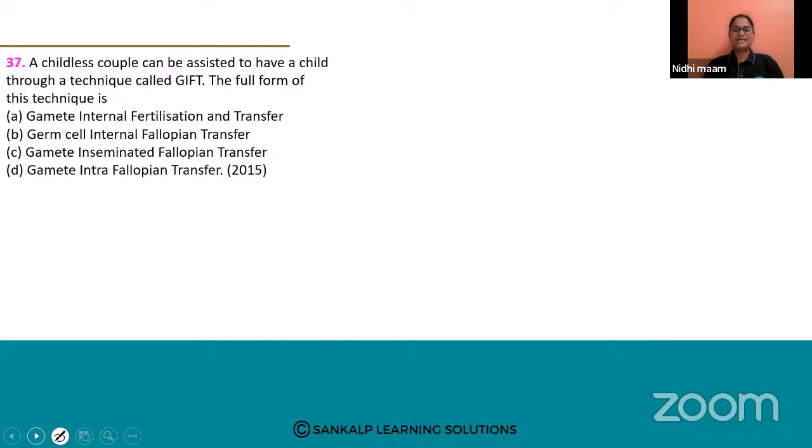Next, a childless couple can be assisted to have a child through a technique called GIFT. What is the full form of this technique? Gamete internal fertilization and transfer, germ cell internal fallopian transfer, gamete inseminated fallopian transfer, or gamete intrafallopian transfer. What is the full form of GIFT? Yes, I got quick answers from Lubna and Janvi. Okay. What about others? Yes, YouTube students. Poojashri answered it. Fine.